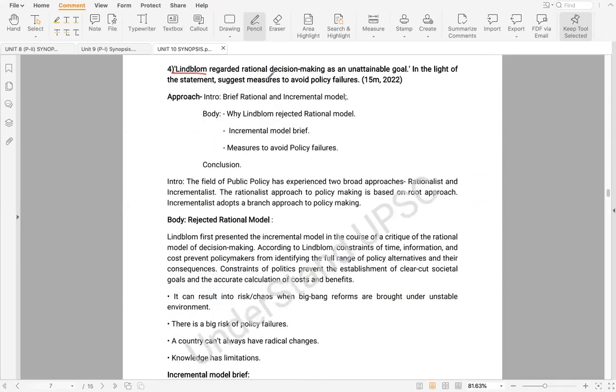Lindblom regarded rational decision making as an unattainable goal. In the light of the statement, suggest measures to avoid policy failures. The major part of the question is policy failure, right? So basically, it is nothing but policy implementation. You tell us why policy implementation is a failure.